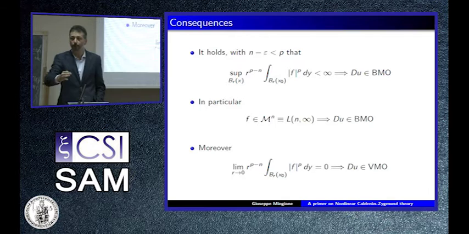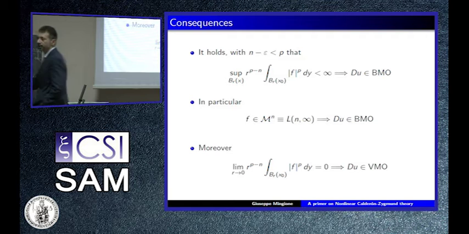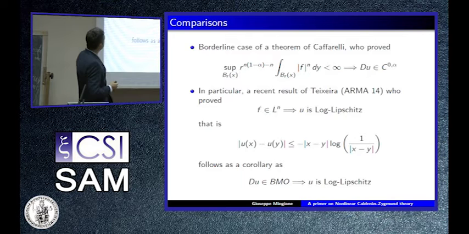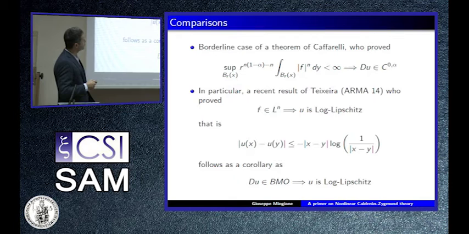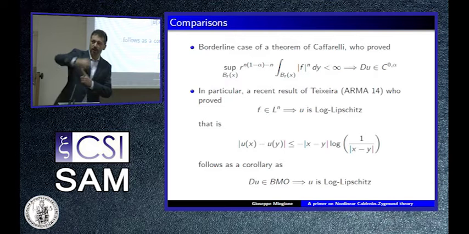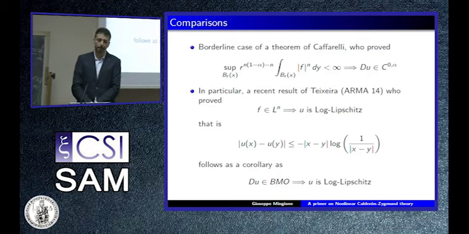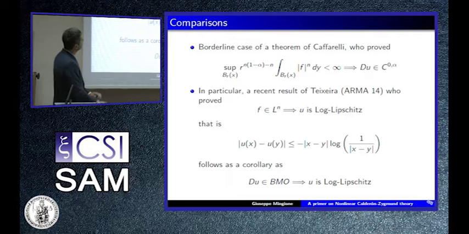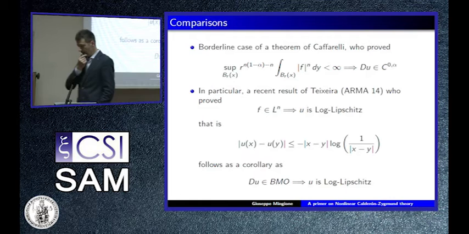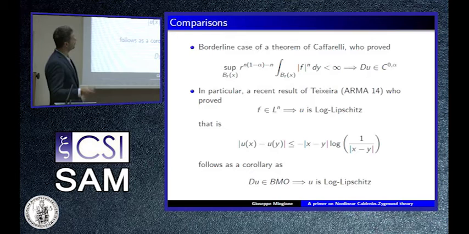BMO is a space of bounded mean oscillation functions that I showed you in the first lecture. In particular, you can get one recent result of a very interesting paper by Teixeira, simultaneous essentially, where he proved that if f is in Ln and u is log Lipschitz, then this satisfies this. We proved that if actually this belongs to Ln infinity, which is weaker, then u is in BMO, and this implies log Lipschitz. So essentially, if you step up to the gradient, then you can recover things by embedding. These are interesting papers by Teixeira, on regularity results for fully nonlinear elliptic equations in borderline spaces.